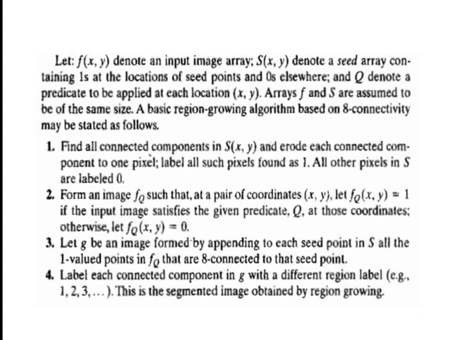Third, let g be an image formed by appending to each seed point in s all the 1-value points in f sub q that are 8-connected to that seed point. Finally, label each connected component in g with a different region label, for example 1, 2, 3. This is the segmented image obtained by region grouping.